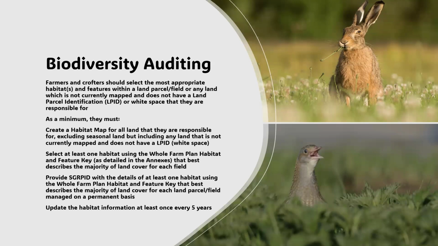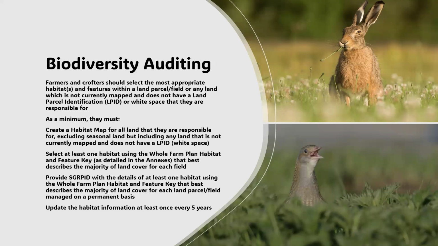So in terms of meeting the minimum standard, all farmers in Scotland, all crofters in Scotland that receive basic payment are going to be expected to create a habitats map. And that habitats map must include all permanent ground that is on your IACS, as well as any additional white space that might meaningfully have a habitat included in that. And you must select at least one habitat from the whole farm plan habitat key. So I'll just show you that in a second. That best describes the majority of land cover in each field.